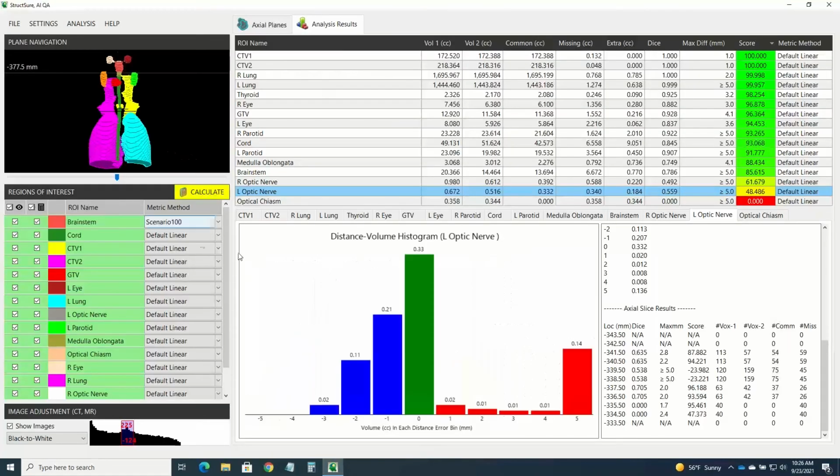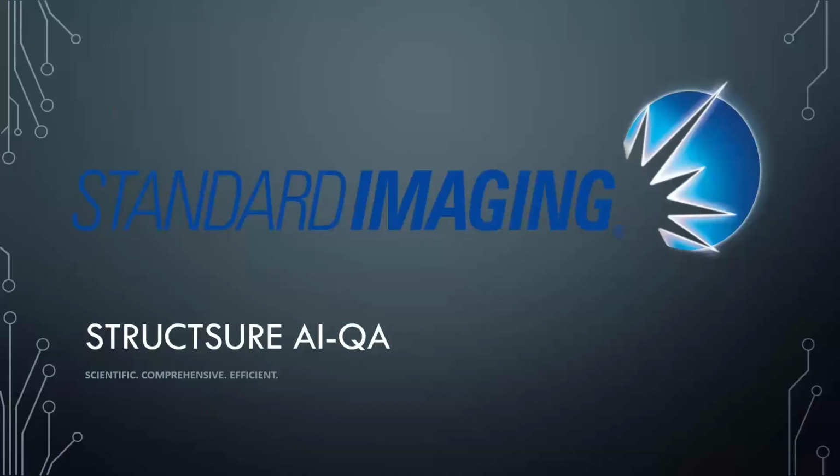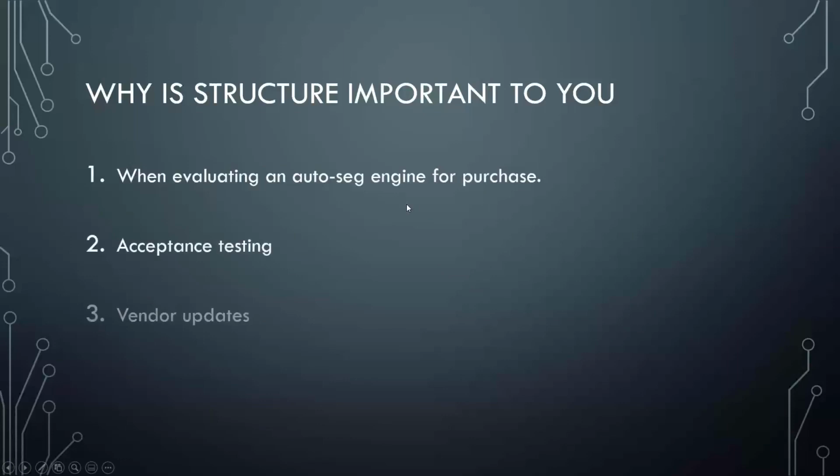Oh, the last thing I want to mention to you all here, let me just see if I can do this real quick. There we go. Right, we already know this. So again, number 1, 2, and 3, why would you buy it? You buy it for evaluating an auto-seg engine for purchase, acceptance testing, and vendor updates.